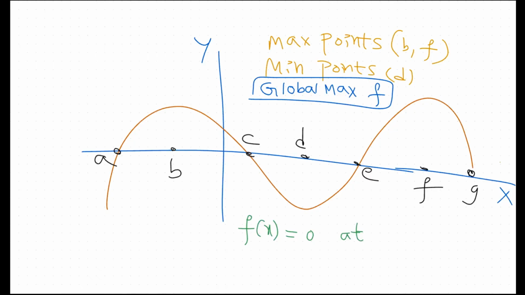Sir, where f of x is 0, sir? That will be at A, C, E and G, right? Yeah, correct. Good. Write down my answer. Answer is A, C, E, G. It's a simple point.